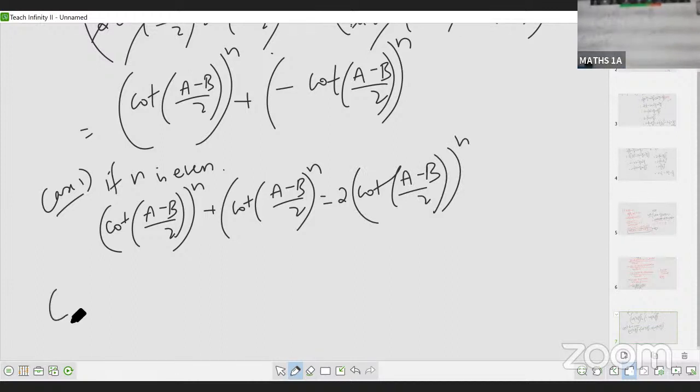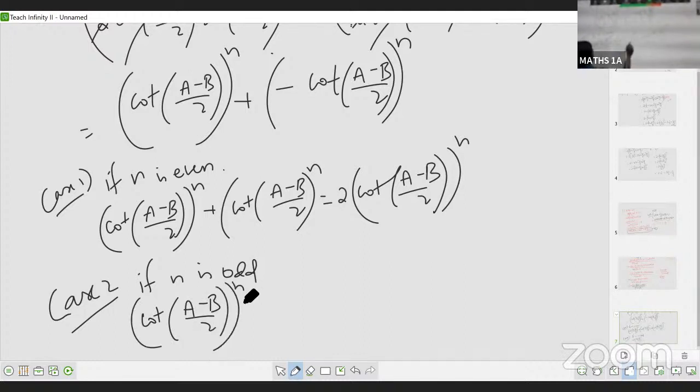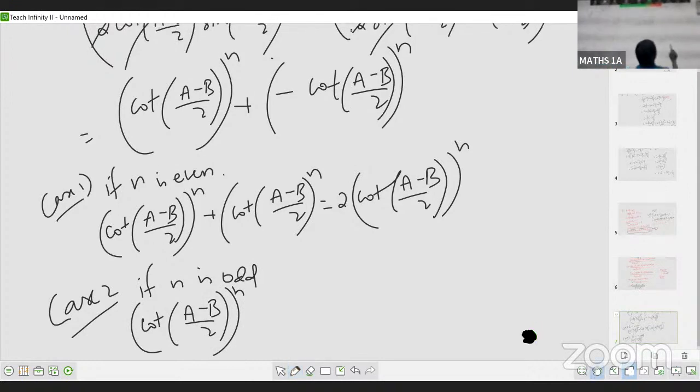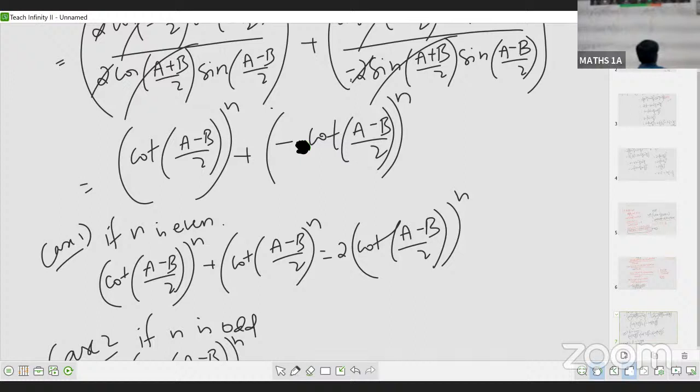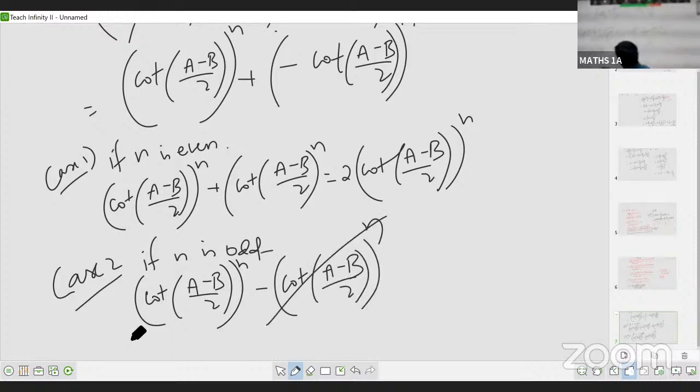Suppose case 2. If n is odd, if n is odd means what? Cot of A minus B by 2 its whole power n. Now since n is odd, a minus 1 comes outside, out of cot of A minus B by 2 its whole power n. These two terms get cancelled, what I get is 0.